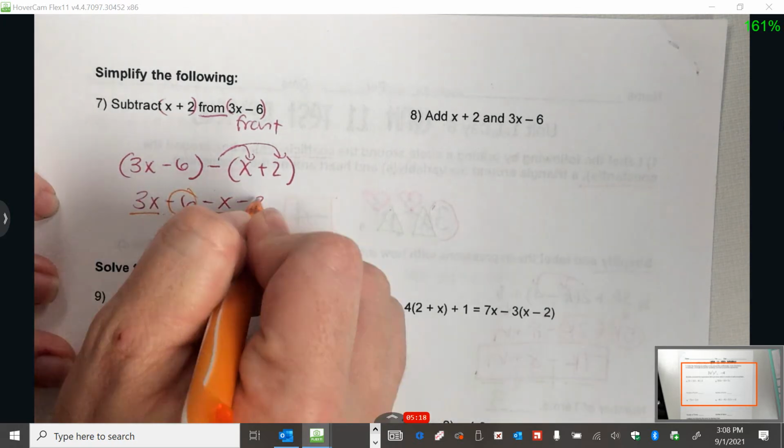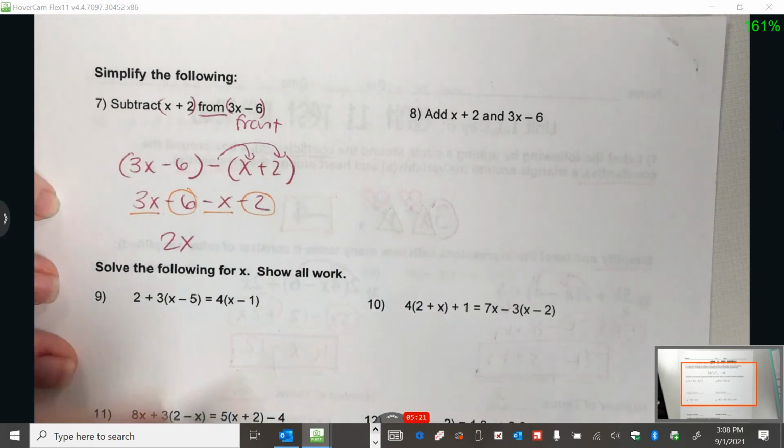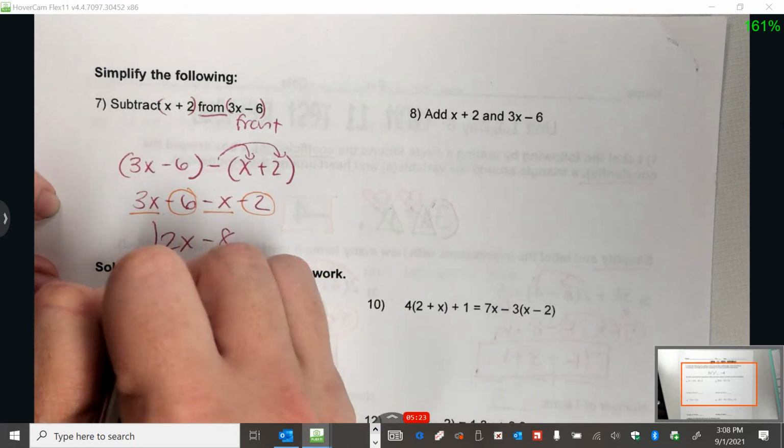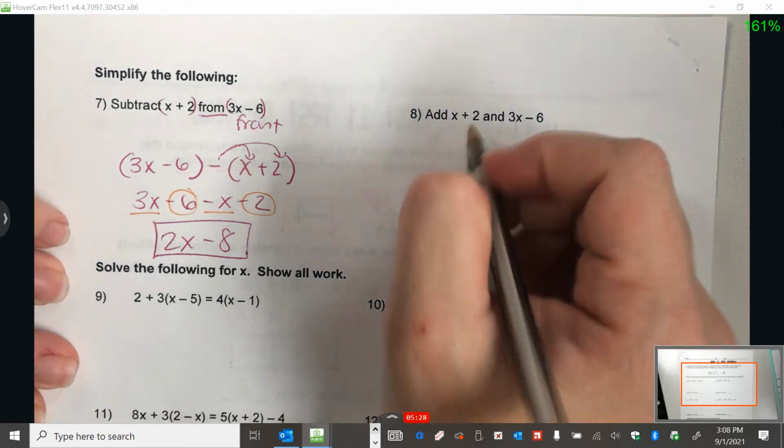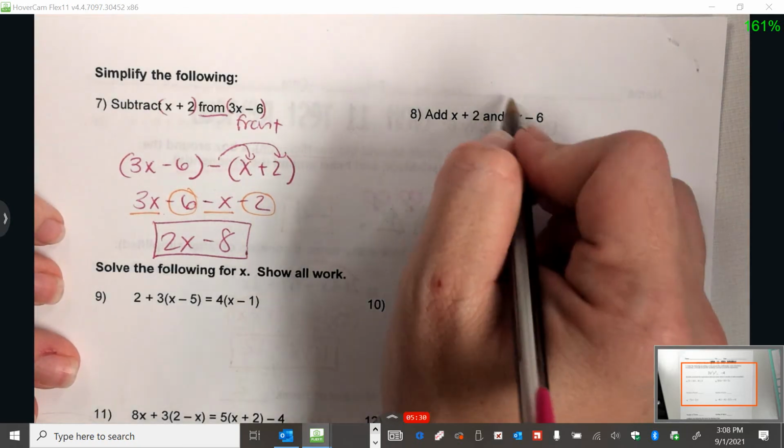Negative 6 minus 2 is negative 8. And that would be 2 terms. It doesn't ask, but. Okay, now addition we don't really have to worry about. There's no word from, so we don't need to flip anything.